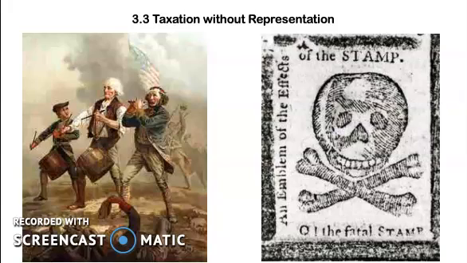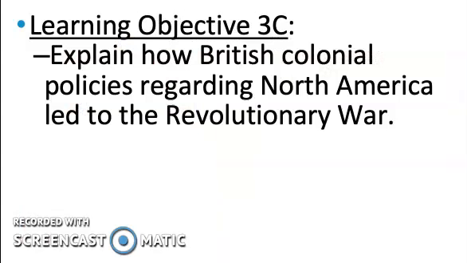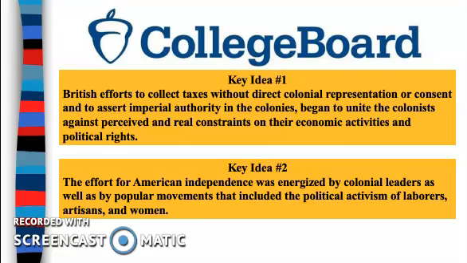Our standard and our essential question for this particular lecture is from Learning Objective 3C. It says, explain how British colonial policies regarding North America led to the Revolutionary War. And there's two parts to this. So there's two key ideas. They both are right here. We'll kind of be touching on both of them as we go through this lecture chronologically today.